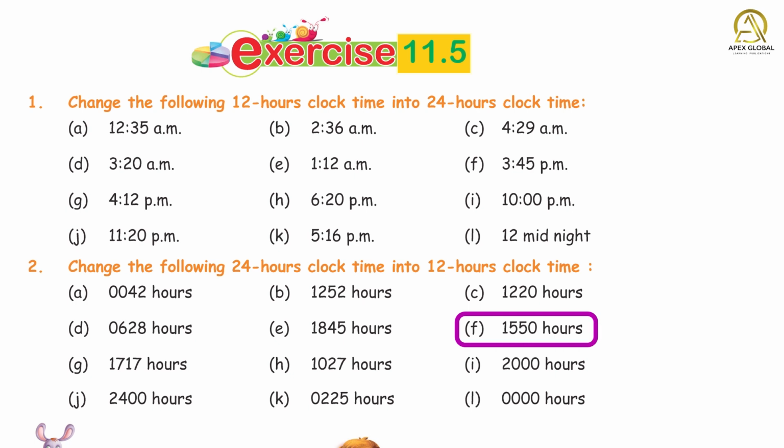F. 15:50 hours, 3:50 p.m. G. 17:17 hours, 5:17 p.m. H. 10:27 hours, 10:27 a.m. I. 2000 hours, 8 p.m. J. 24 hours, 12 a.m. K. 2:25 hours, 2:25 a.m. L. 0000 hours, 12 a.m.